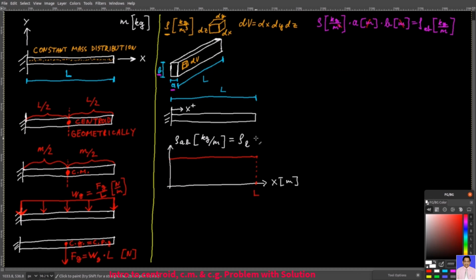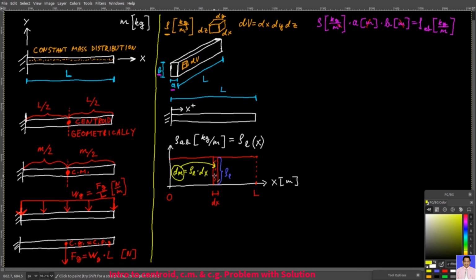And now if I integrate my rho L, which is a function of x, from x equals 0 to x equals L, then first of all, I will have a differential section here. Its width is dx, this here is rho L, and so I will have dm equals rho L times dx, and this dm is your differential mass, which is this differential area here.